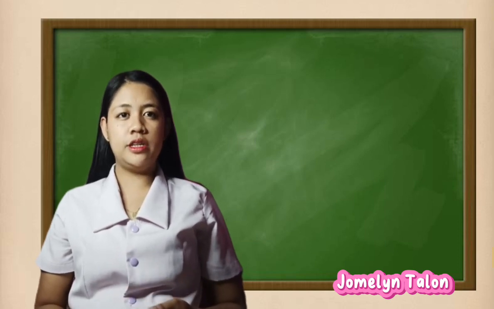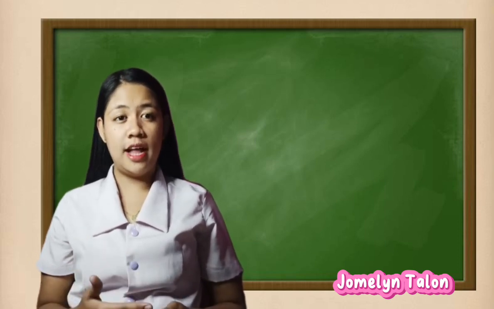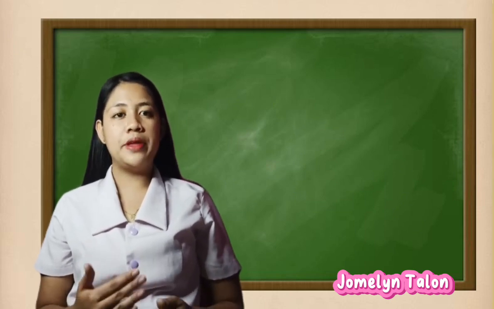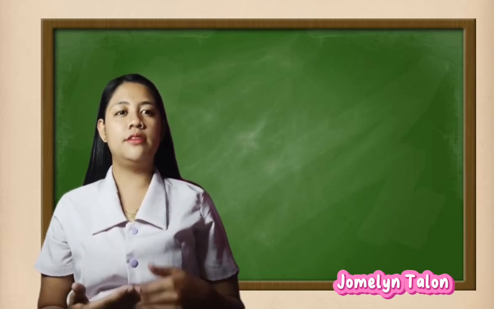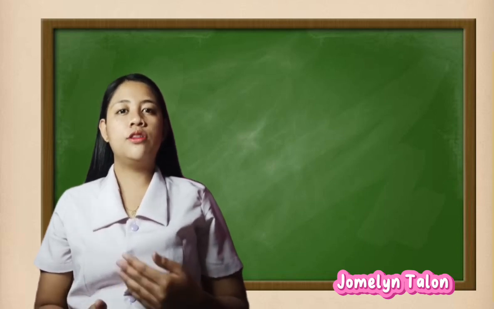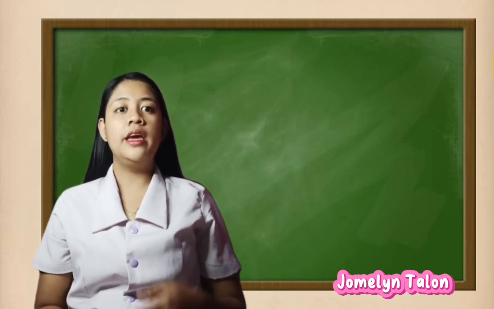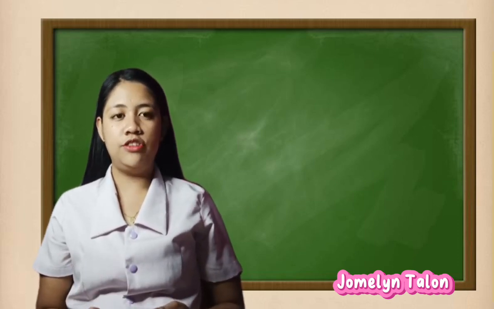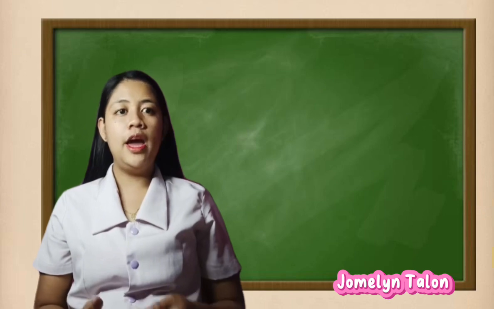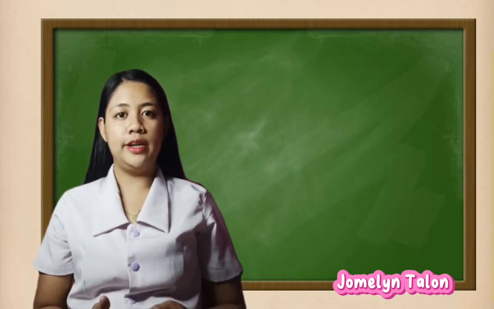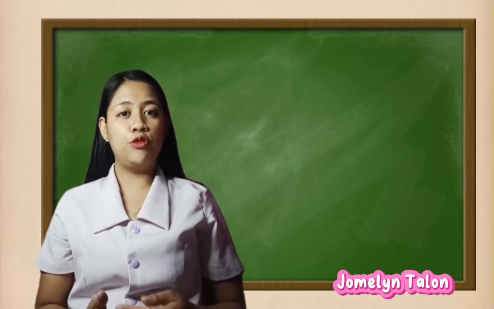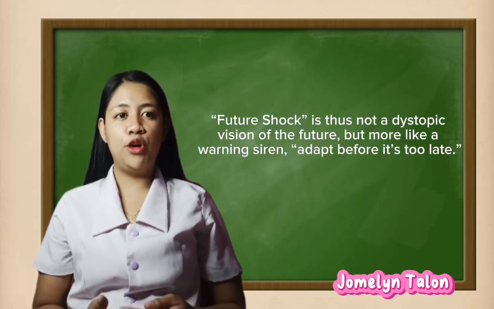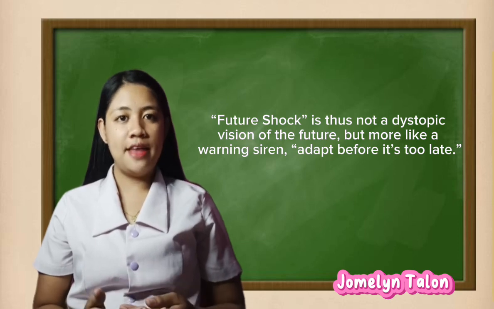He was concerned that the accelerating rate of technological and social change was leaving people disconnected and suffering from shattering stress and disorientation. Toffler's central message was that individuals and societies need to adapt to this accelerating rate of change in order to avoid future shock and thrive in a rapidly changing world. He said that future shock is thus not a despotic vision of the future, but more like a warning siren, adapt before it's too late.